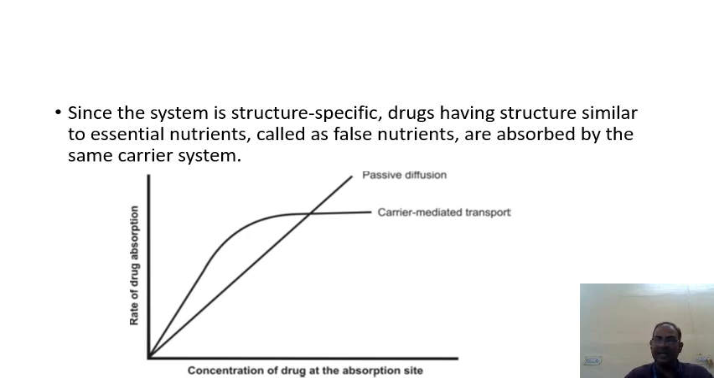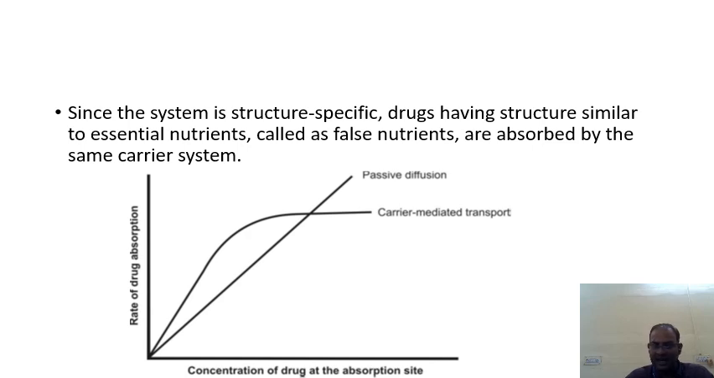When we see the absorption of passive diffusion and carrier mediated transport, you can see the rate of drug absorption versus concentration gradient. Here, as the concentration increases, passive diffusion goes in a straight line, meaning as the concentration increases, the rate of absorption also increases. So it indicates that passive diffusion follows first order kinetics.